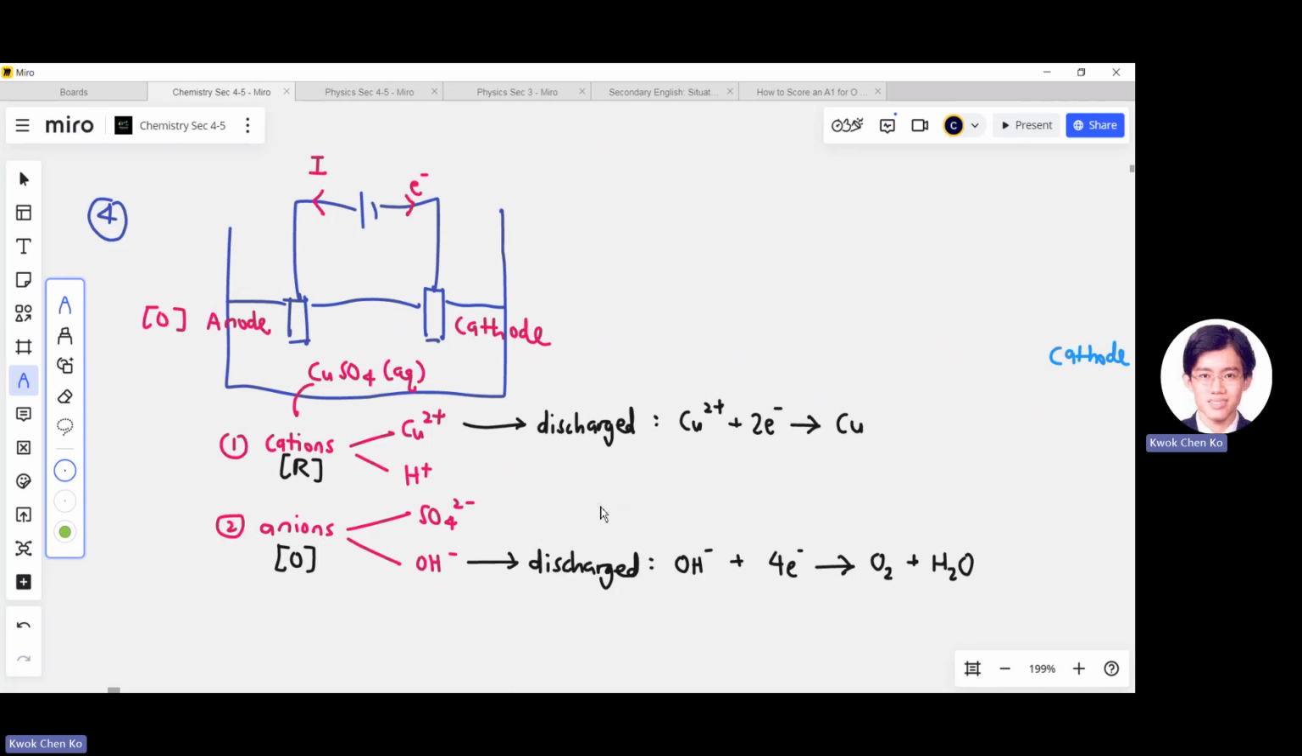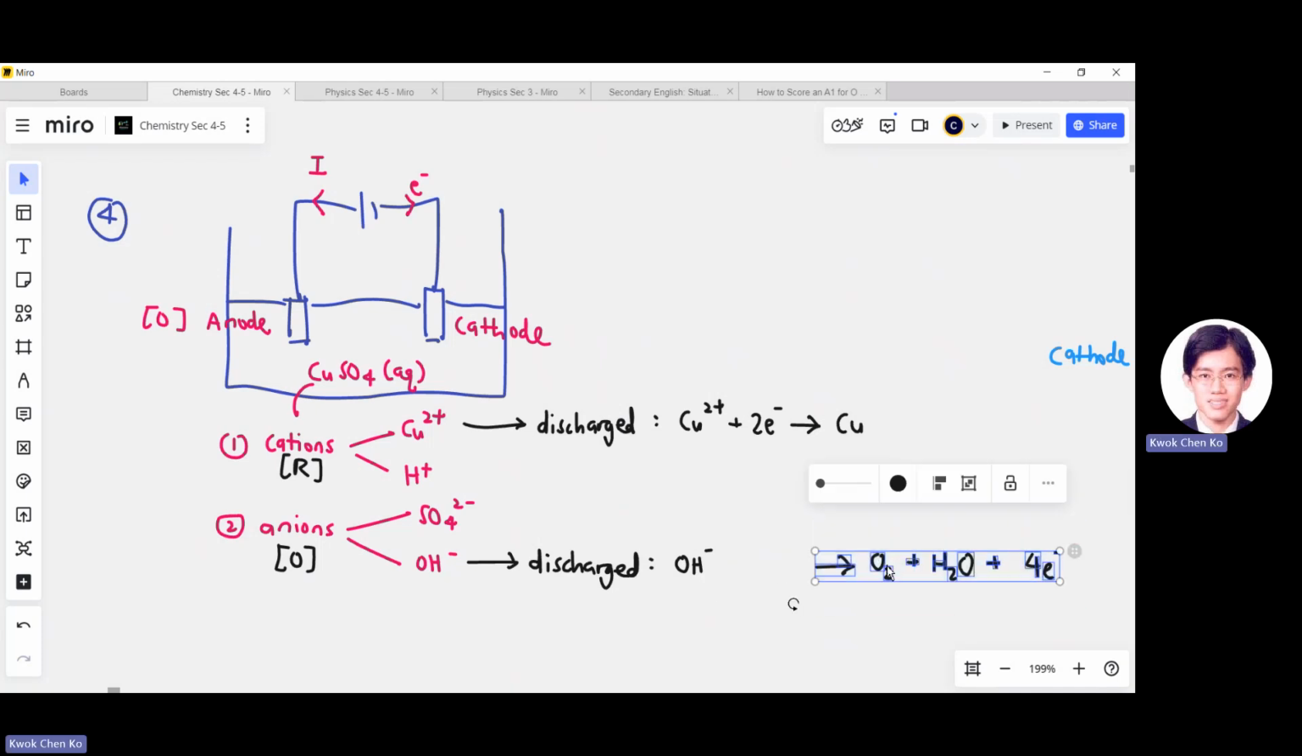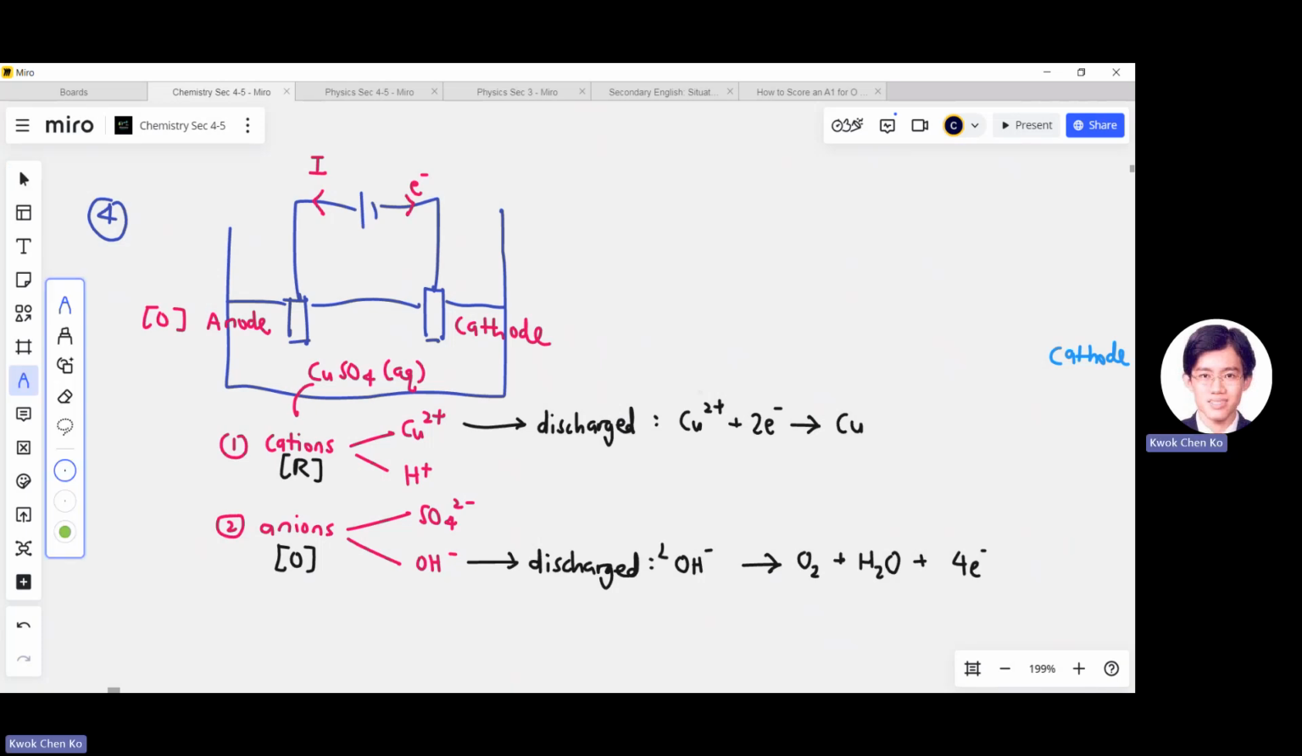Okay, so oops, I've written the electrons wrongly. Sorry about that. Okay, balance your equation. You can check against my answer.